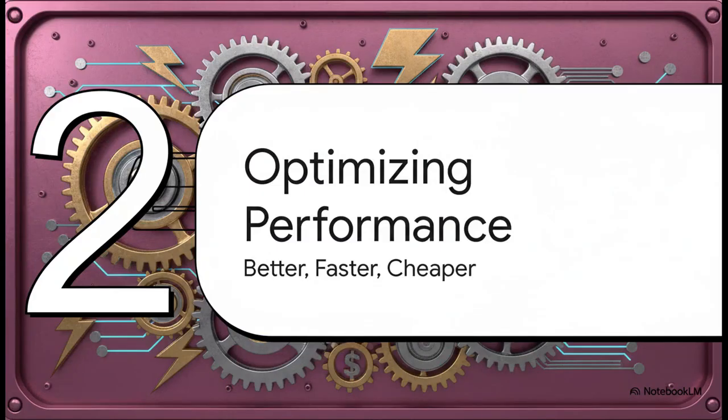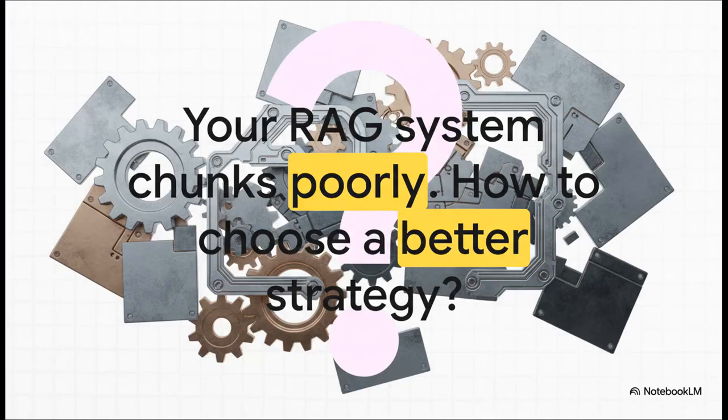All right, so once you can actually measure your system, the fun begins. You can start optimizing it. This whole next section is about twisting the dials and pulling the levers to make your system better, faster, and of course, cheaper. Let's take a super common RAG problem. Your system needs to read and understand a massive 500-page PDF. Now, how you break that document up into smaller pieces, that's a process called chunking, is absolutely critical. If you do it badly, the AI is never going to find the answers it needs.